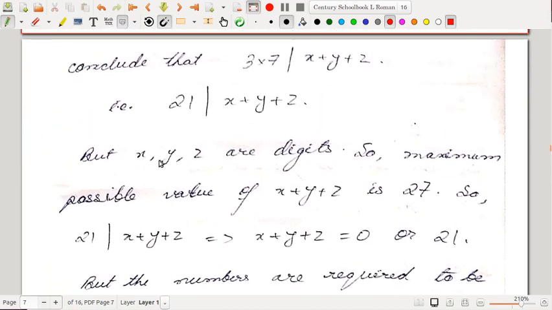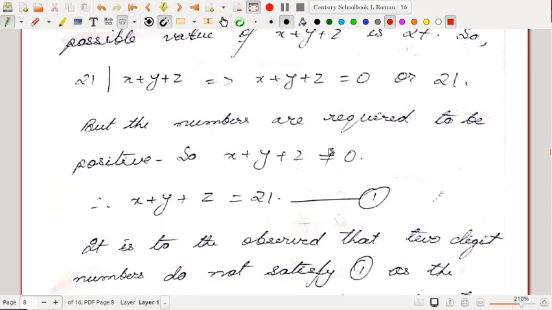But x, y, z are digits. We have to remember that x, y, z are digits. So the maximum possible value of x plus y plus z is 27. So 21 divides x plus y plus z means there are only two possibilities: x plus y plus z is either 0 or 21, because the next multiple of 21 will be 42, but x plus y plus z cannot be 42. So there are only two options.